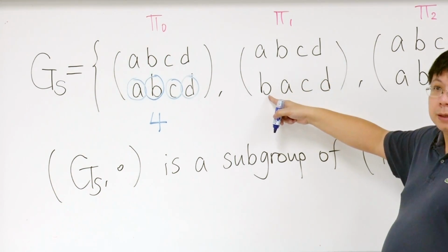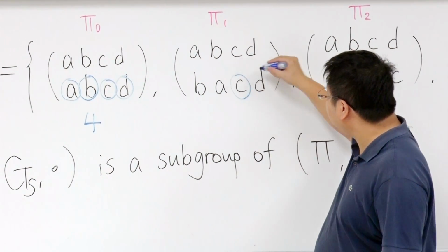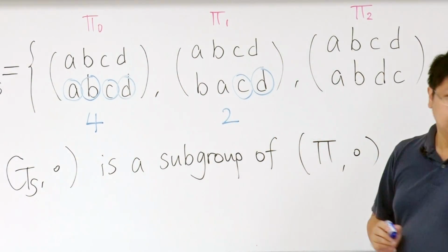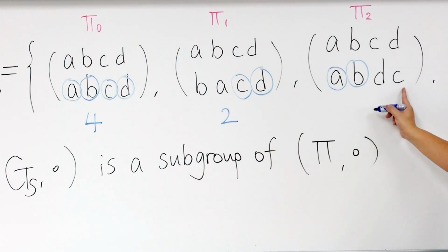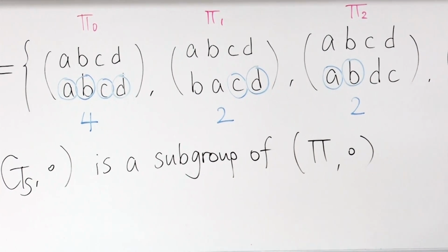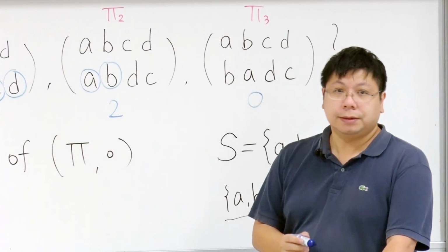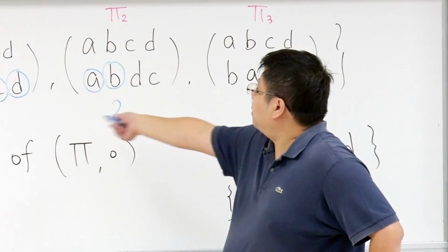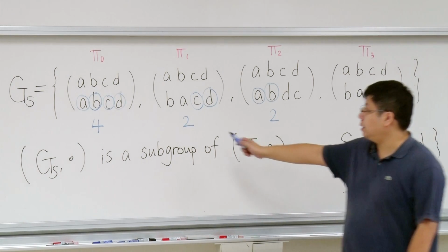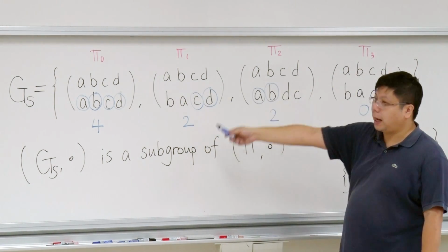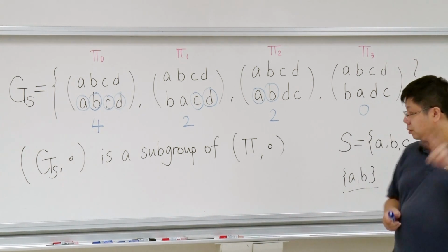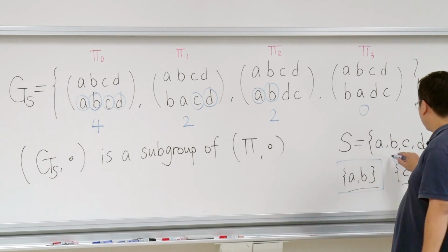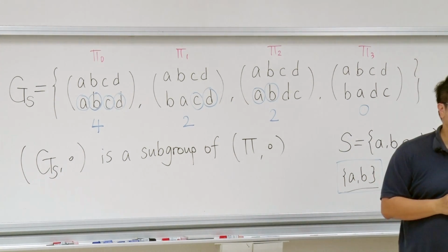Here, A maps to B, not the same. B maps to A, not the same. But C is the same, D is the same, so we get a 2 here. Here, A maps to A, B maps to B, but C and D do not map to themselves, so we get a 2 here. Or in pi 3, all of them are different, so we get a 0 here. So Burnside says, let's add up all the blue numbers and then divide by the size of G. We add the blue numbers and divide by 4. So what do we get? We get 2. So there is one class here and a second class here.